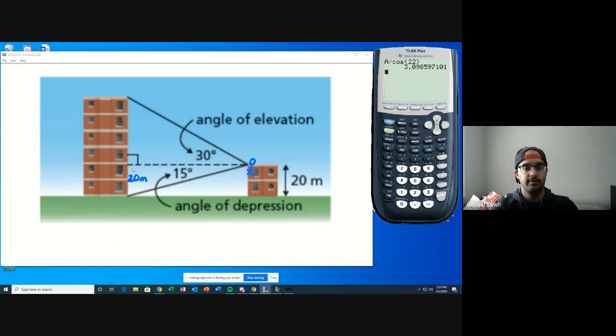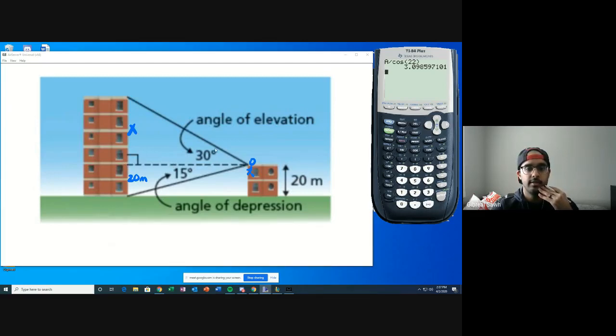The only thing I really have left to do is figure out what this missing piece is. Let's give that a name. Let's call it x. That's going to be our missing height. So using this information, I should be able to find that. Now the thing, again, that I'm going to need to find first is that shared side.